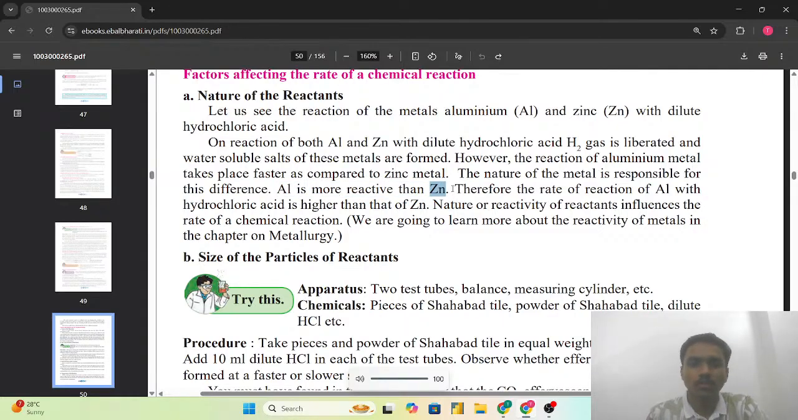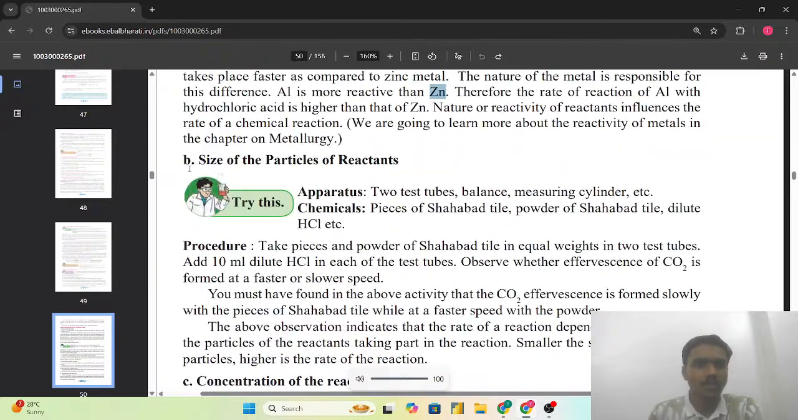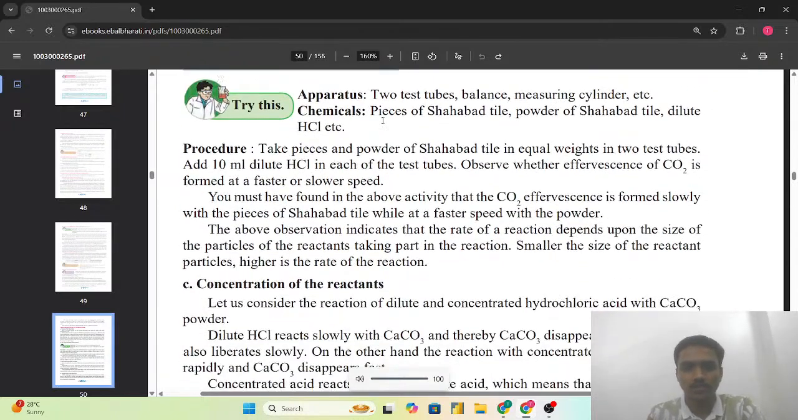So we can see that the rate depends on the nature of the reactant taking part in the particular chemical reaction. Next is the size of the particles of the reactants. Again, we have one experiment with two test tubes, a balance, a measuring cylinder, a piece of Shahabad tile, powder of the Shahabad tile, and dilute HCl.